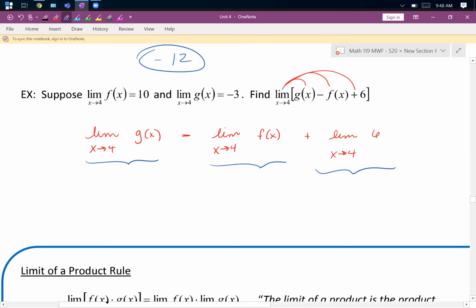The limit as x approaches 4 of g of x was given to us. It's equal to -3, so we just plug that in. The limit as x approaches 4 of f of x, also given to us. It's 10. And then the limit as x approaches 4 of 6. We know a limit of the constant is just that constant. And now we just need to add or subtract. We get -7.